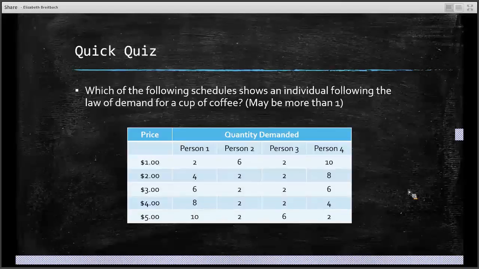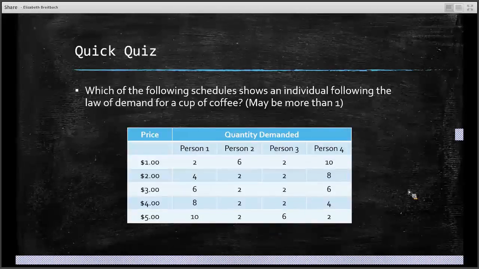This is a very inelastic demand, but it does follow the law of demand, because at that low price, they purchased a significant amount, but as the price increased from 1 to 2, they dropped their demand down, and they just have a very inelastic demand. At 2, they always want to consume 2 cups of coffee. So person 2 does follow the law of demand.